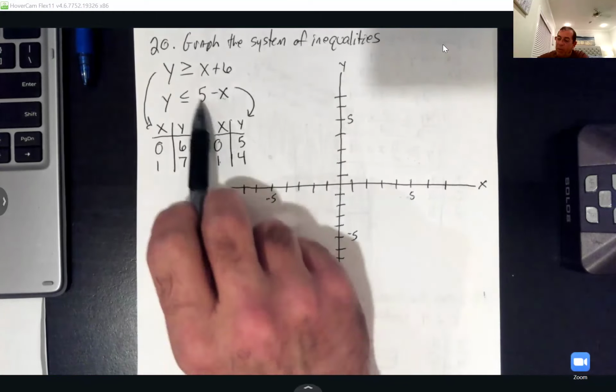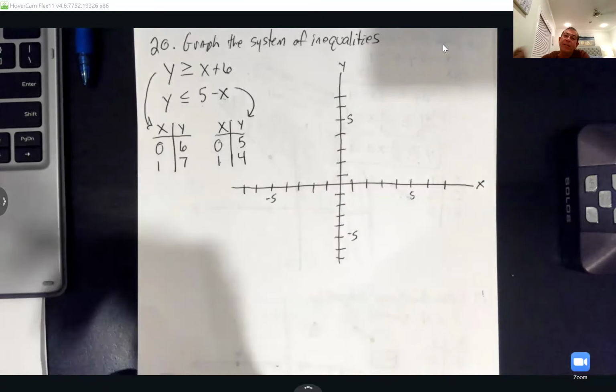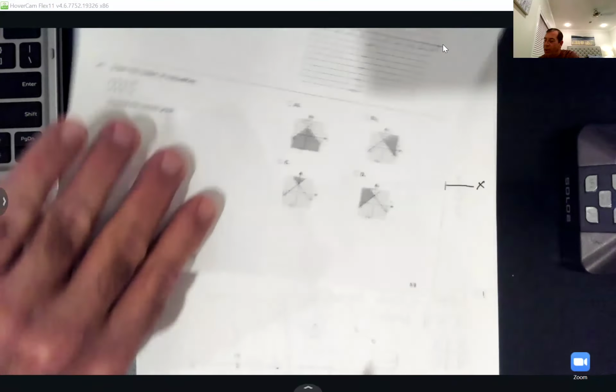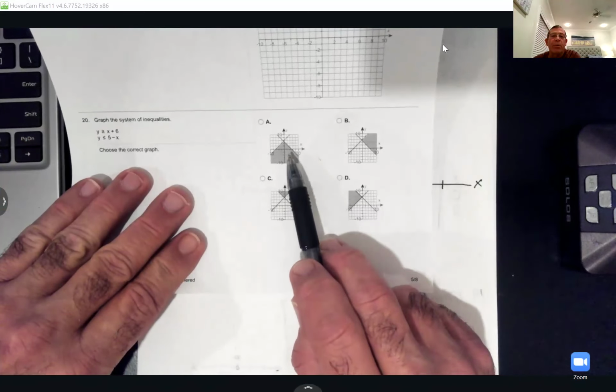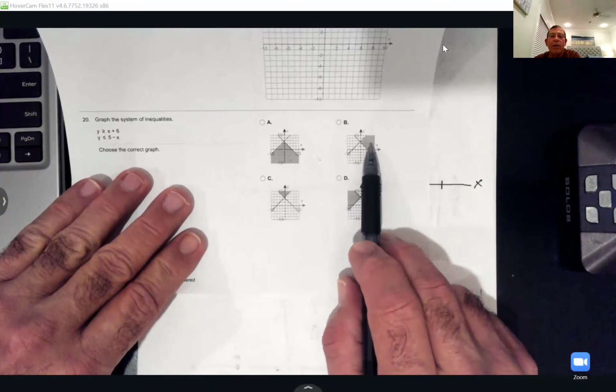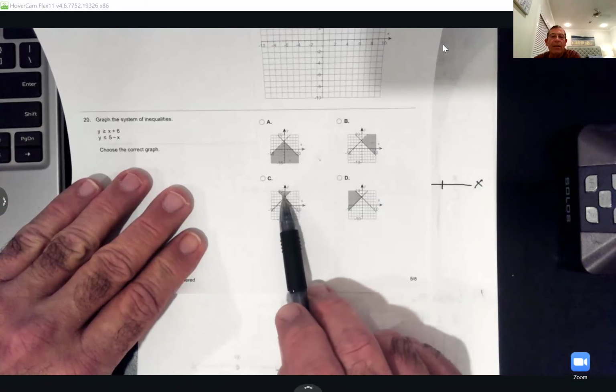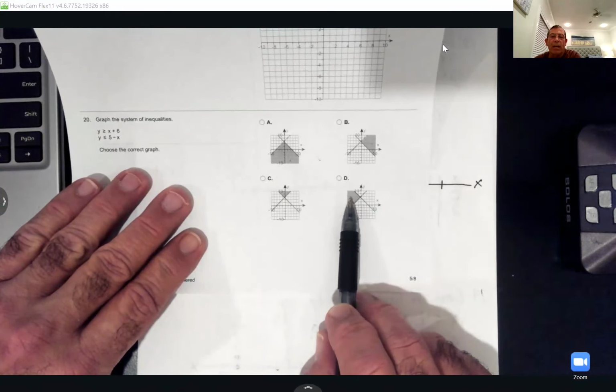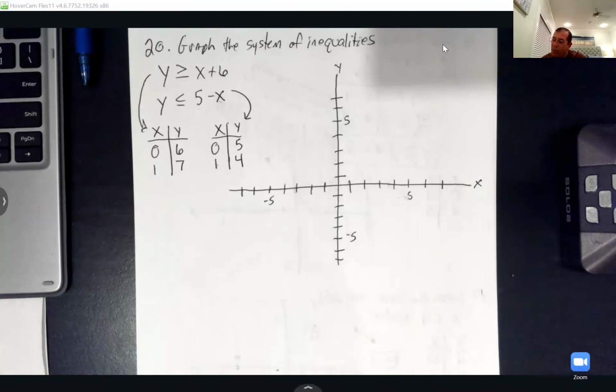Remember, both of these will be solid lines. Now, this one, you don't even have to graph it. They'll give you a picture. They'll give you 4 pictures. It's either going to overlap twice on the right side, overlap twice on the top, or overlap twice on the left side. So let's see where it's going to happen.